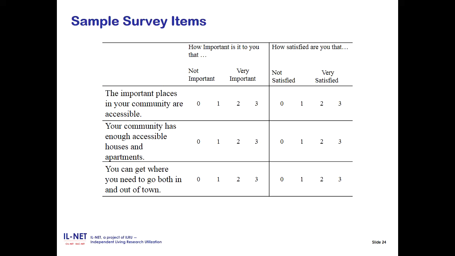Now, this is a slide of the unique form of the survey questions. What I'll point out is that each question has two dimensions asked about it. One is, how important is it to you that the important places in your community are accessible? The other is, how satisfied are you that the important places in your community are accessible? The combination of these two items allows us to calculate scores that rank order each of the survey items as either a strength or a problem.